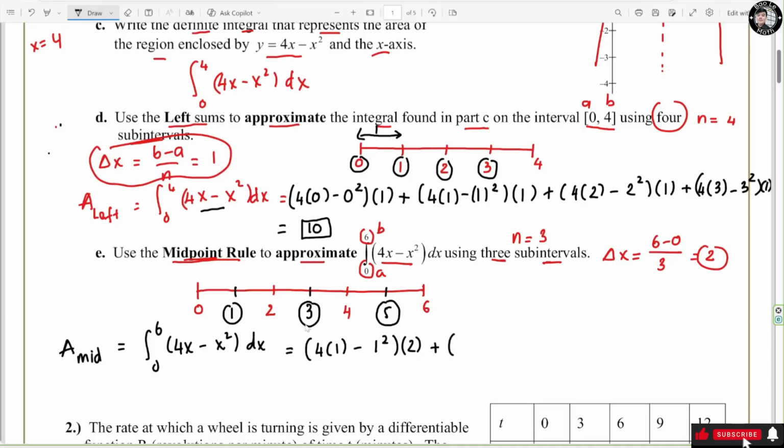Plus the second one, 4 times 3 minus 3 squared times 2. Plus 4 times 5 minus 5 squared times 2, right? Now if you simplify this one, the answer must be 2.